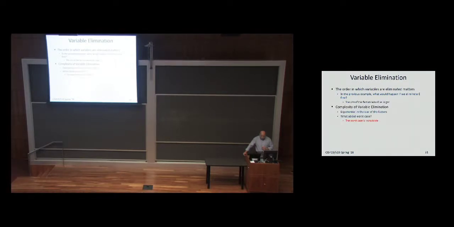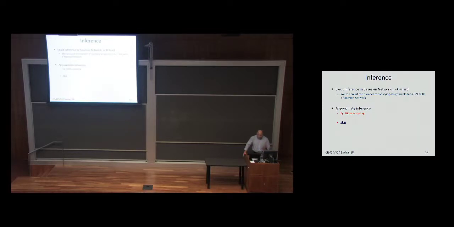The important thing for you to know, it's really not going to help. In the worst case, it's still intractable. As I said last time, the exact inference in Bayes nets is #P-complete, #P-hard.